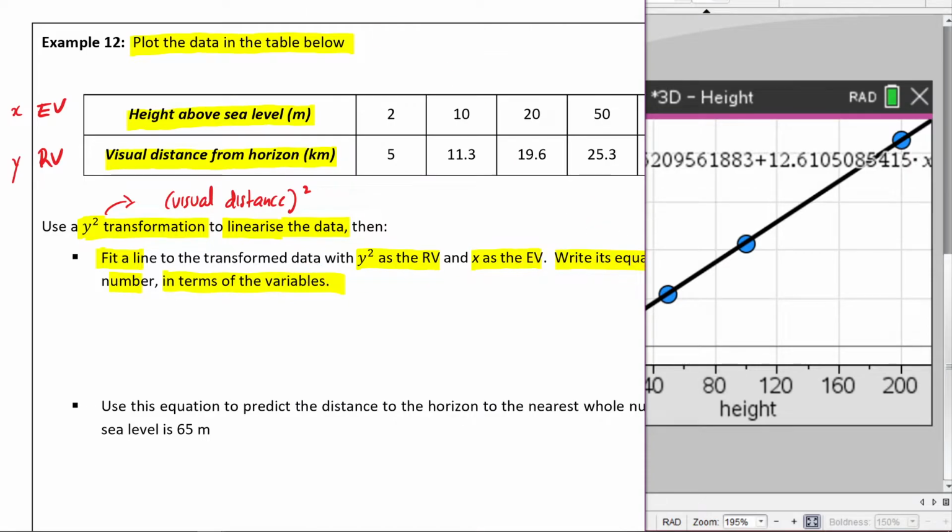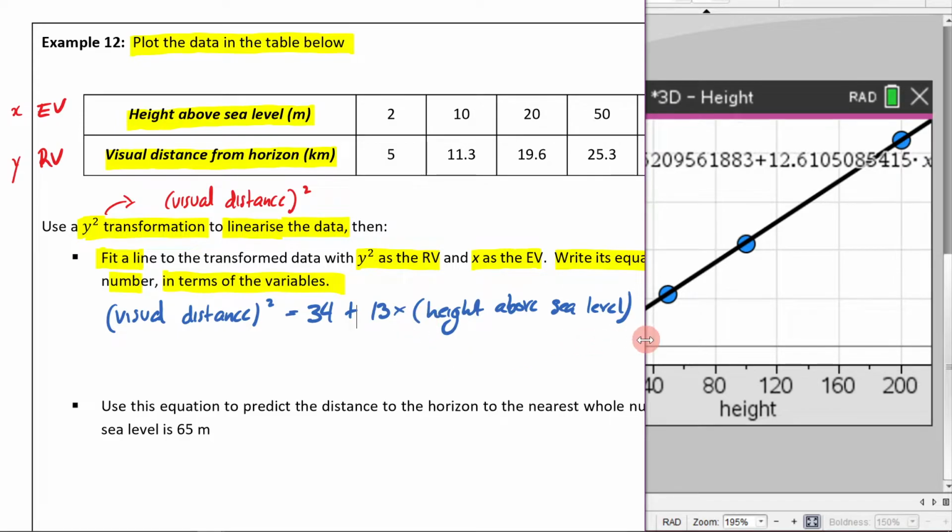Let's now write this out nice and neatly for ourselves. It's going to be the visual distance, and remember, put that all in brackets and square it, is equal to 34 plus 13 times, now I'm going to put it all in brackets and write my next variable, which is height above sea level. Whoa, I spelled sea wrong. That's not great. Perfect. And that right there is our answer. Let me just tidy it up a bit: 34 plus 13 times height above sea level. Amazing.